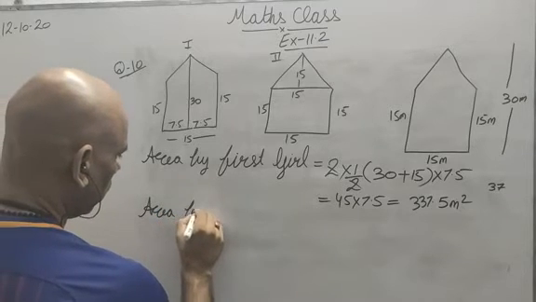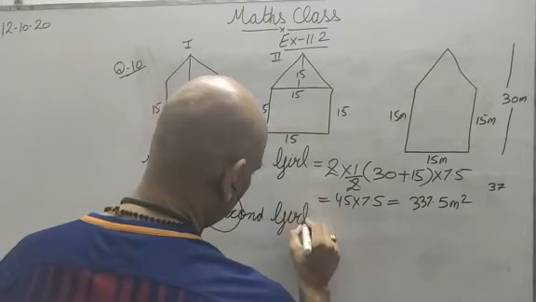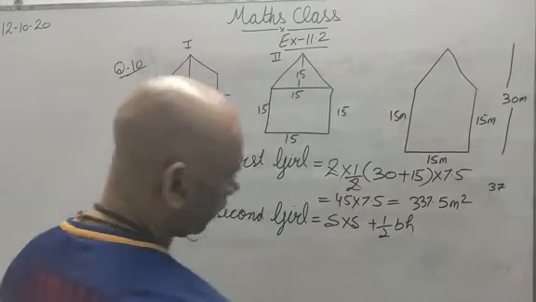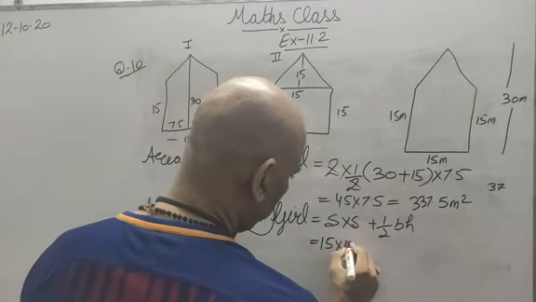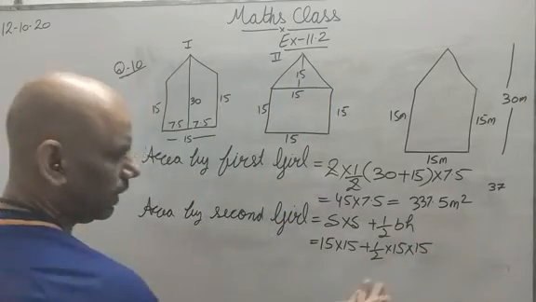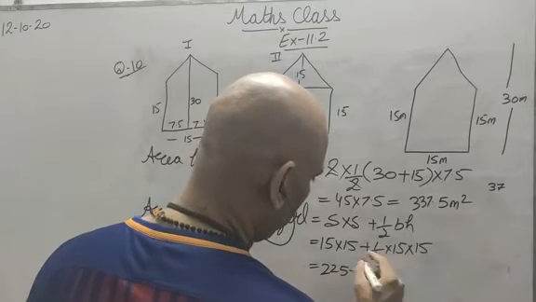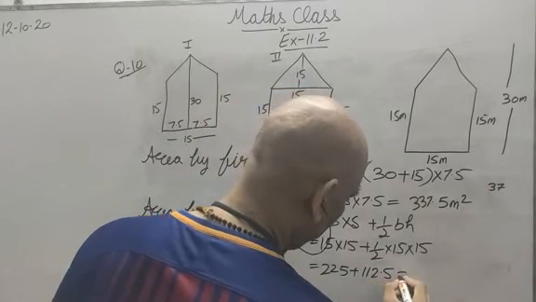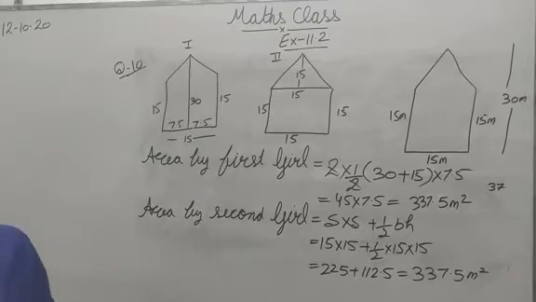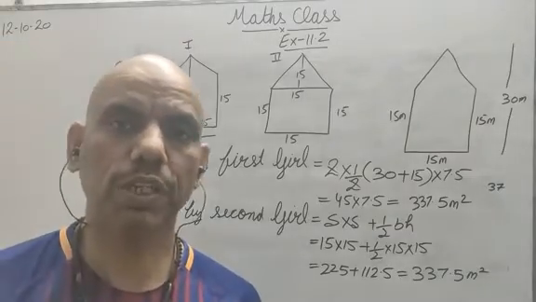Now area by second girl. How she will find? She will find it side into side plus half, base into height. Side and side is 15 into 15 and half, 15 into 15. Base is 15 and height is also 15. So 15 into 15 is 225, and 15 into 15 is 225 divided by 2 is 112.5, and 337.5. So let it be any way, since the figure is same, the area is going to remain same. You calculate it in any manner, the answer is going to come same.